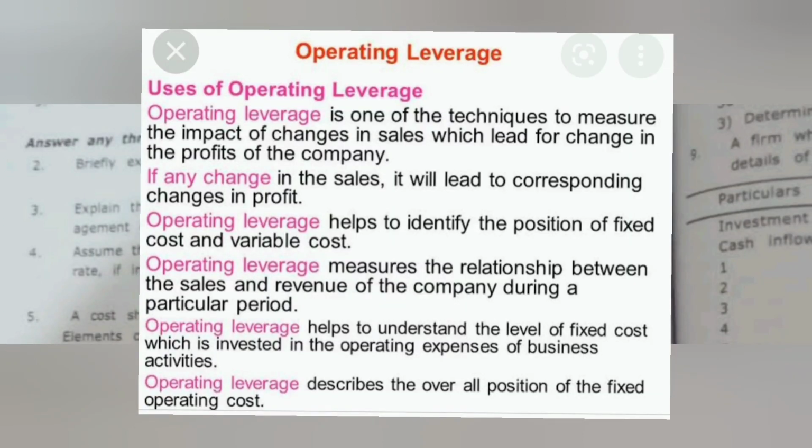The significance of leverage is that operating leverage is one of the techniques to measure the impact of changes in sales in our day to day transactions on the change in the profit of the company. So any change will lead to corresponding changes in profit. Operating leverage helps us to identify the position of the fixed cost and variable cost. It measures the relationship between the sales and revenue of the company during a particular period, for example a year. Operating leverage helps to understand the level of fixed cost invested in operating expenses of business activity, and it describes the overall position of the fixed operating cost.